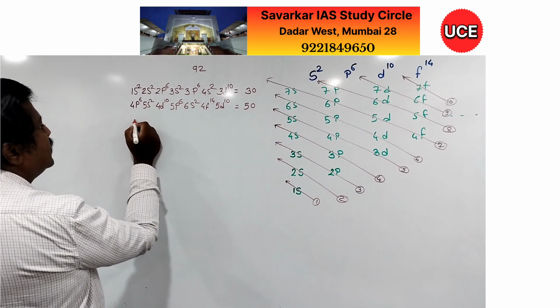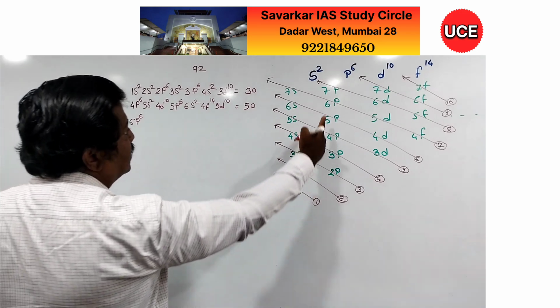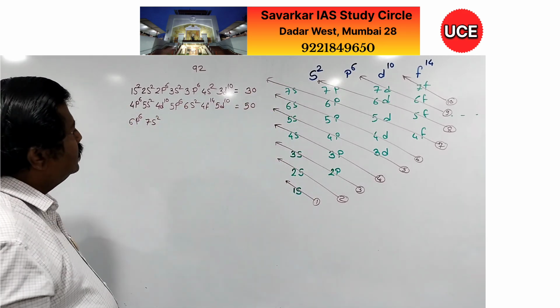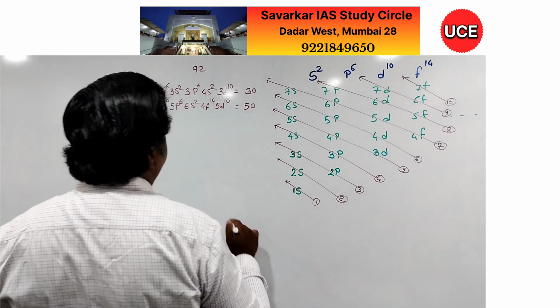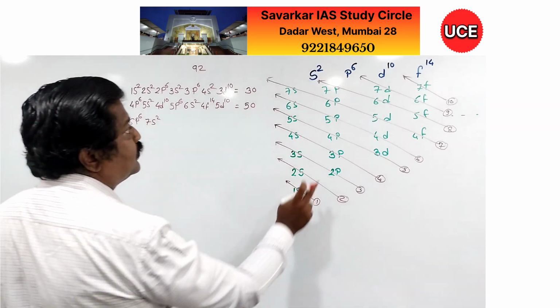Then I will go to 6p. 6p is 6. Remainder is 12. Out of that, 6s is 2, 7s is 2, 8. So remainder is here 12. Out of that 8 is there. That means remainder is 4.